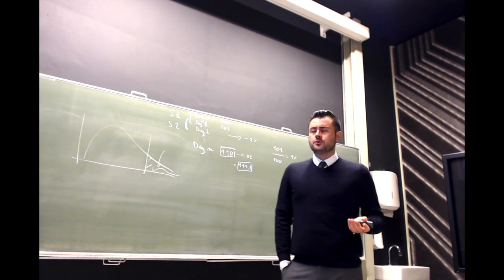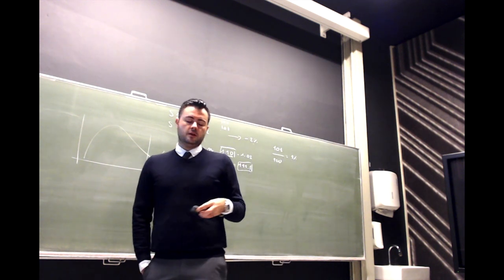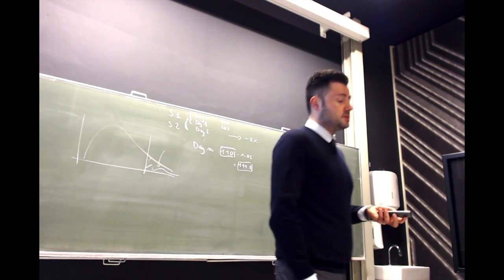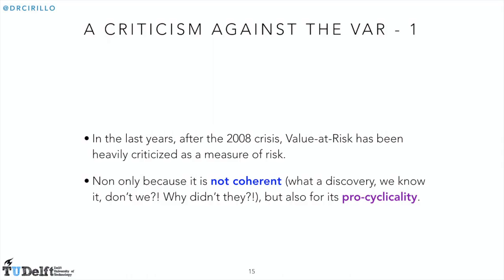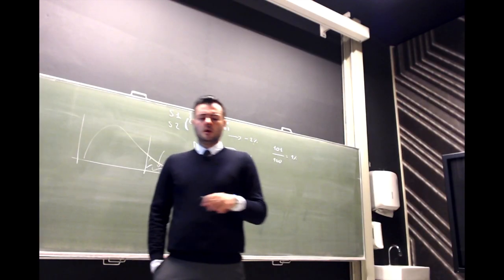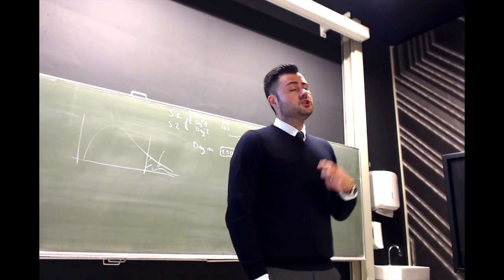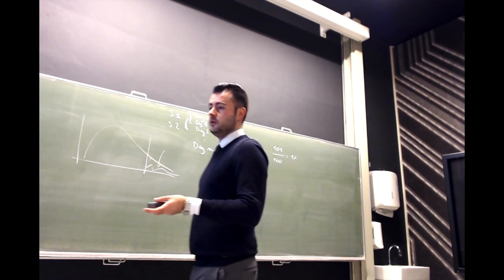Now, the value at risk, and this is extremely important here in the market risk framework, is something that we know is not coherent. The guys in Basel discovered that after the crisis. Actually, it was something that they should have known in advance, but it happened. But the fact that the value at risk in general is not coherent is not the only problem of value at risk.